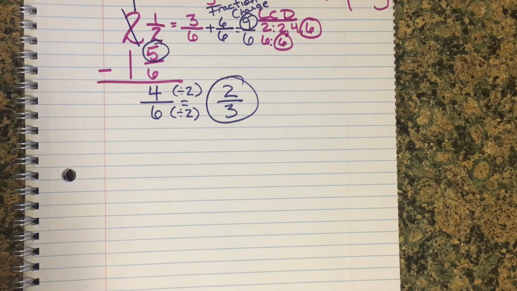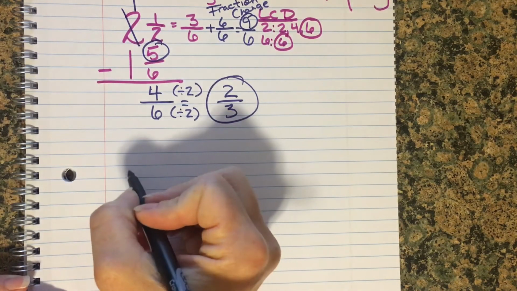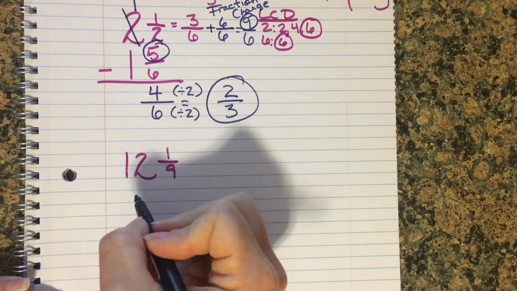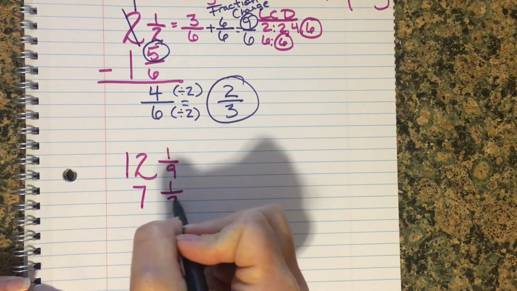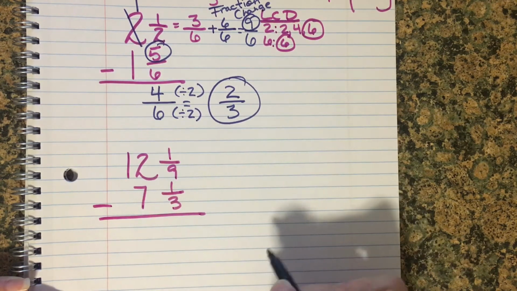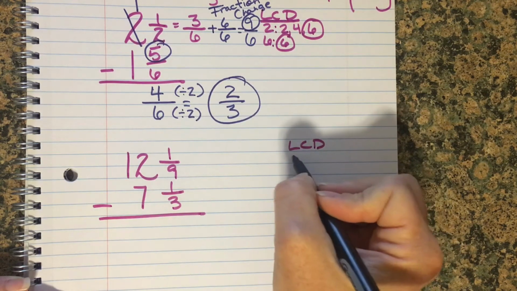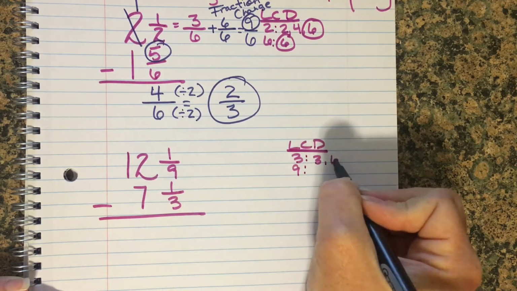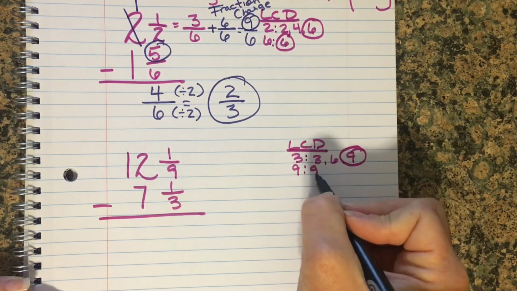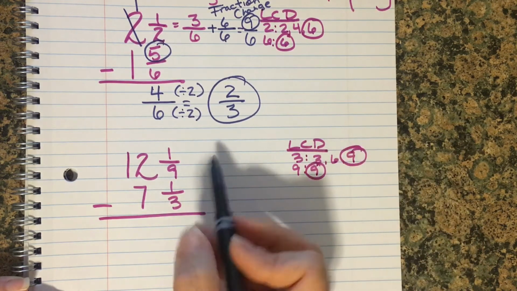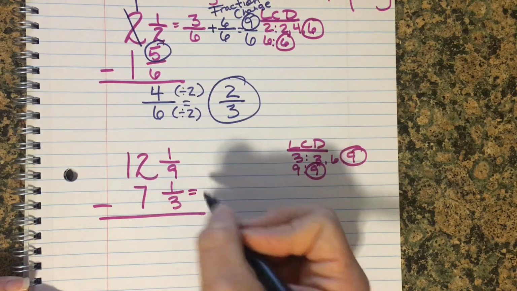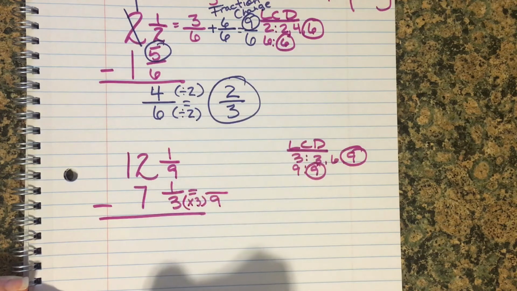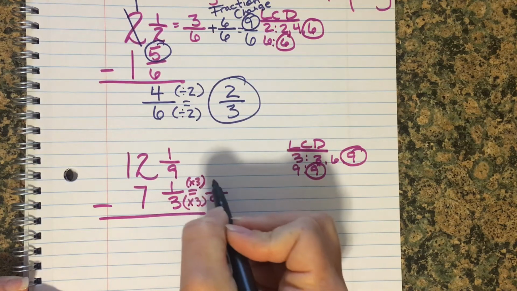So if I'm doing 12 and 1/9 minus 7 and 1/3. My least common denominator of 3 and 9: 3, 6, 9. 9 is my least common denominator. I don't have to change him, but I need to change this 1/3 into ninths. 3 times 3 is 9. 1 times 3 is 3.